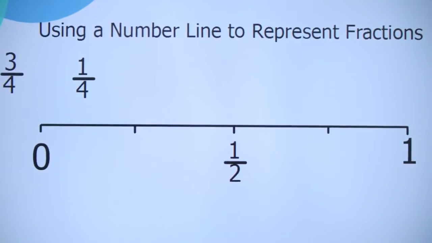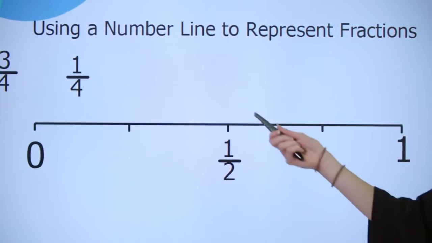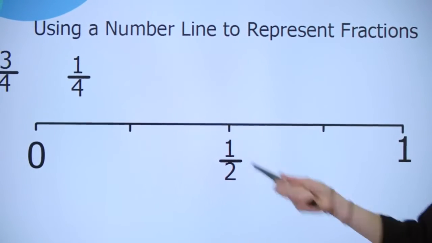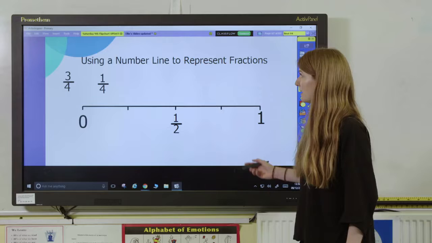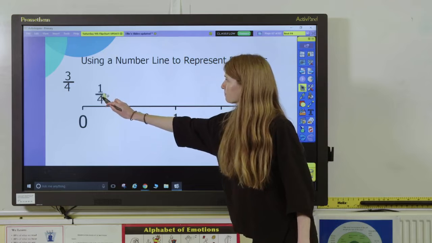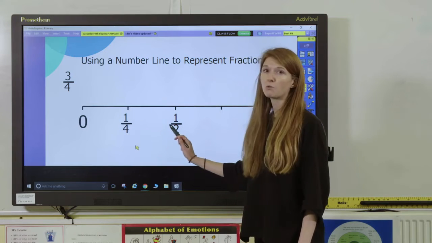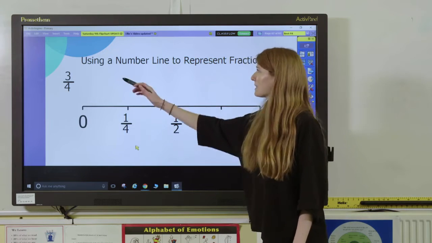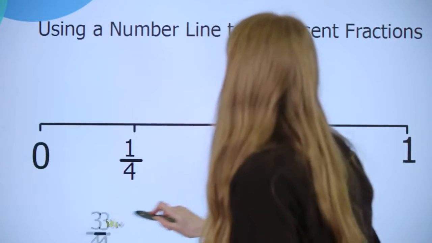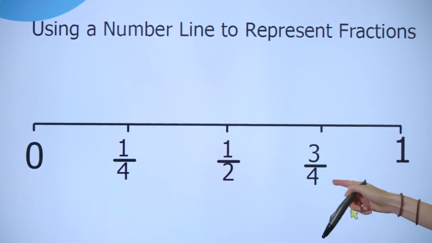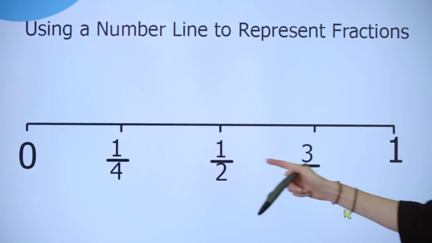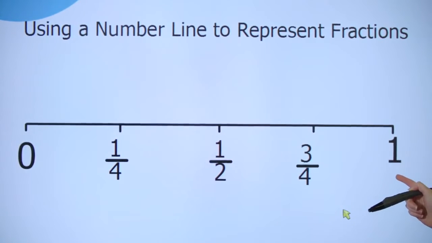So in this first example, you might ask pupils to place 1/4 and 3/4 in the correct places on the number line. And that would really help them to see that 1/4 comes halfway between a half and 0. And similarly, 3/4 comes halfway between a half and 1.